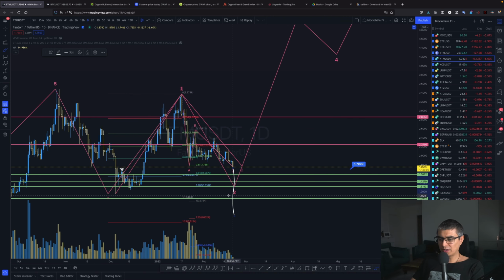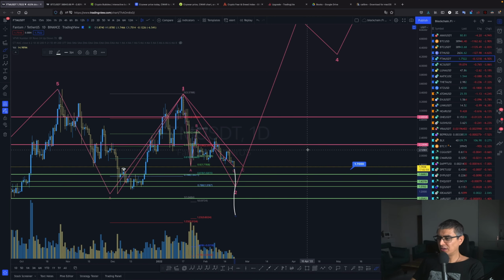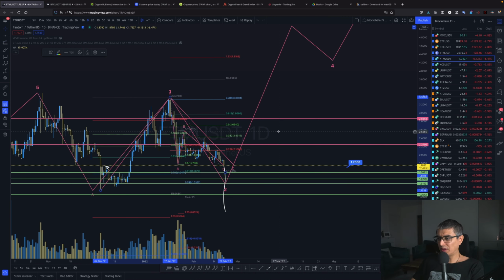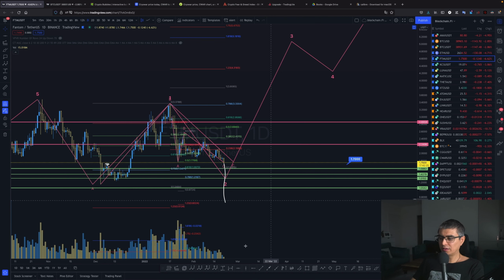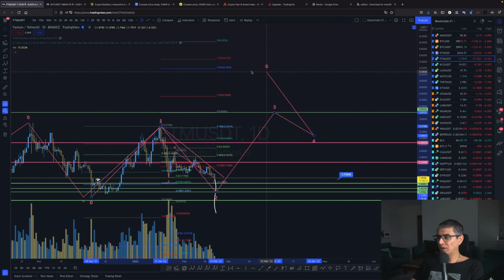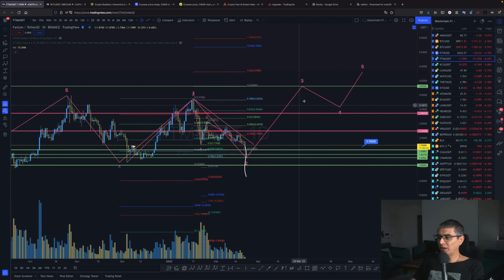So as long as we are above 1.16, this structure is still valid. Assuming this structure holds, and we bounce from this point right here, then we can see these resistance levels are backed also by strong Fibonacci levels, and a target for the third wave could be somewhere around here, and the fifth wave here or here. But anyway, it is way too early for this.